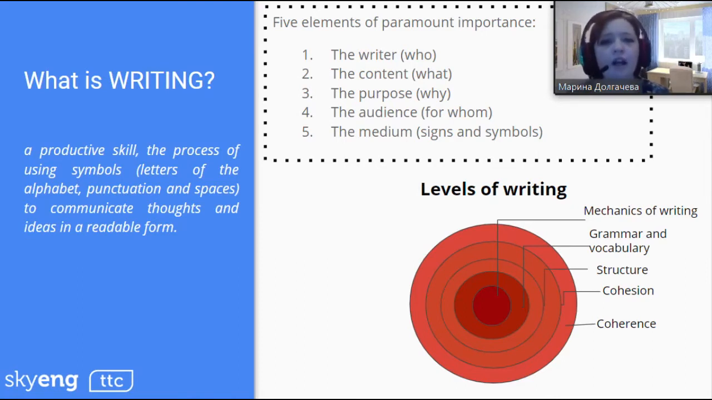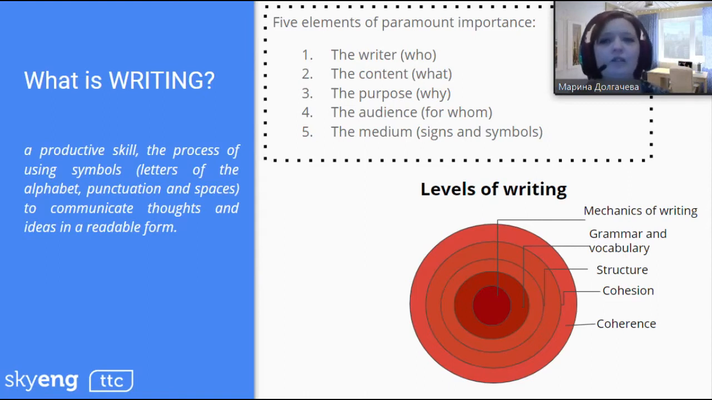So while writing something, we do bear in mind the 5 elements of paramount importance. Who the writer is, what we are going to write, why we need to write that piece of writing, the audience, like who is going to read that stuff, and the medium. So what symbols, what signs should a student choose to make that piece of writing readable for the target audience, first of all.